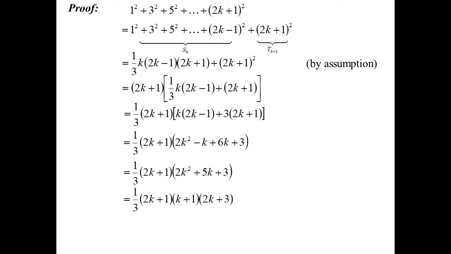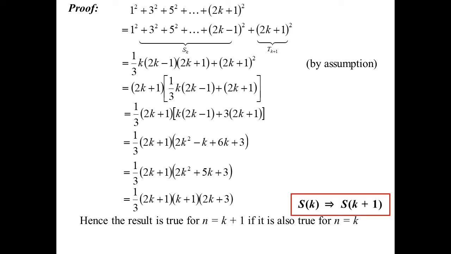Is that what we're trying to prove? Outstanding. So we've got our proof. Hence the result is true for k plus 1 if it is true for n equals k. Don't forget that line, it ties it together. So that's the bit that's saying S_k implies S_(k plus 1). True for k plus 1.